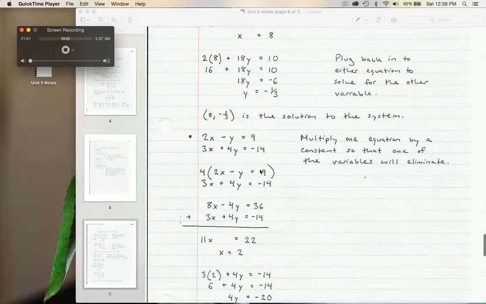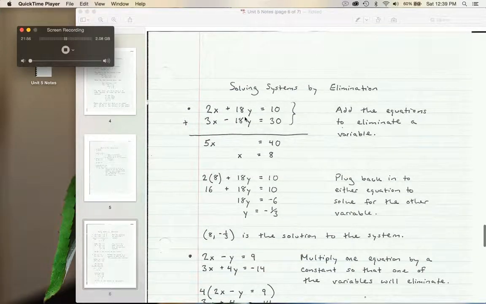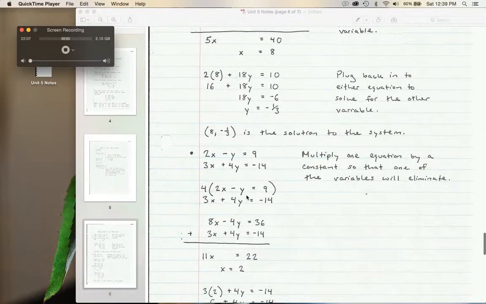So just to recap, when you're using the method of elimination, sometimes you get lucky and you can proceed right to your addition step, and one of the variables will naturally cancel when the coefficients are the same number with different signs. Sometimes you won't have any matching coefficients with different signs, so you'll have to create them by multiplying one equation by any constant that you choose.